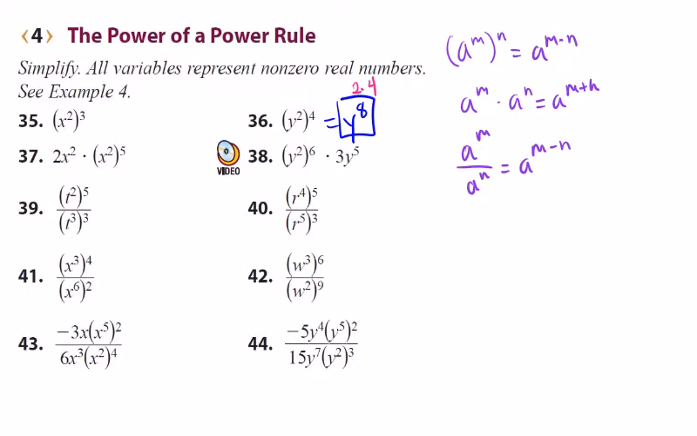Now number 38, here we have multiplication happening. Remember, we do exponents before we multiply, so I'm going to do the power property first, and then I'll do the product property because of PEMDAS, or order of operations. So I'm going to multiply these. 2 times 6 is 12, so I'm going to get y to the 12th. And then I'm going to bring over the times 3y to the 5th.